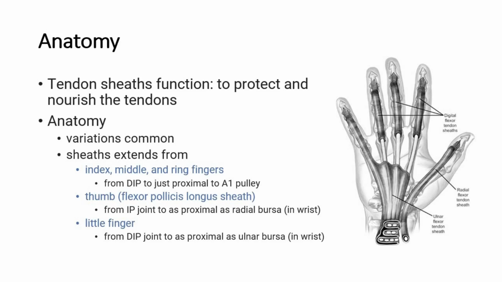For anatomy, the tendon sheaths' function is to protect and nourish the tendons. Variations of tendon sheaths are common. They can extend from index, middle, and ring fingers, from DIP to just proximal to A1 pulley. Thumb's flexor pollicis longus sheath, from IP joint to as proximal as radial bursa in wrist. And the little finger, from DIP joint to as proximal as ulnar bursa in wrist. This picture shows the areas of tendon sheath.